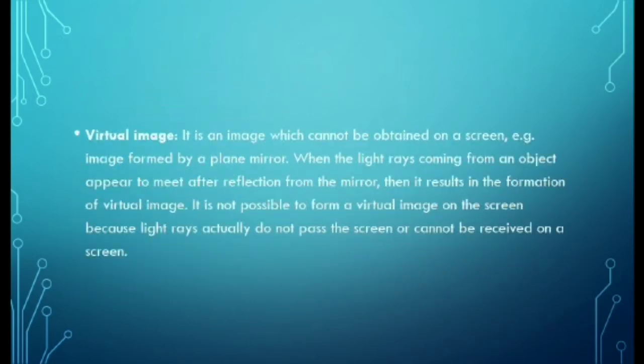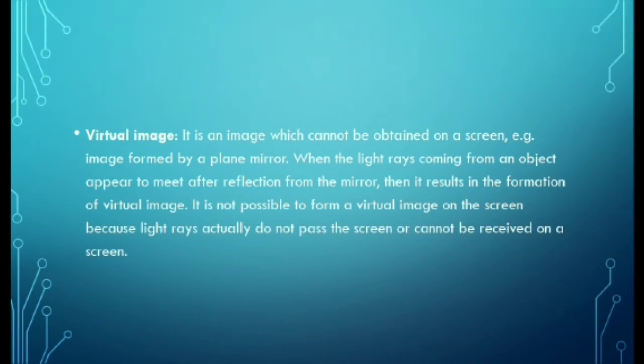Virtual image: it is an image which cannot be obtained on a screen. Example, the image formed by a plane mirror. When the light rays coming from an object appear to meet after reflection from the mirror, it results in the formation of a virtual image. It is not possible to form a virtual image on a screen because light rays actually do not pass through the screen or cannot be received on a screen.